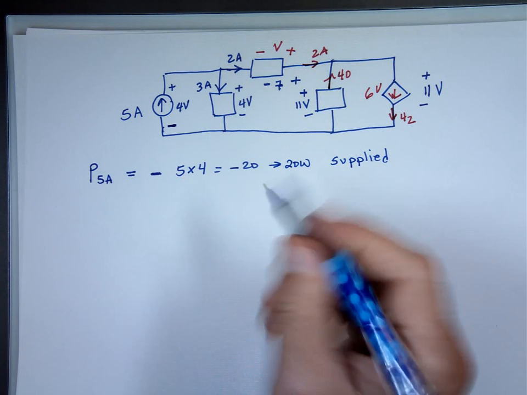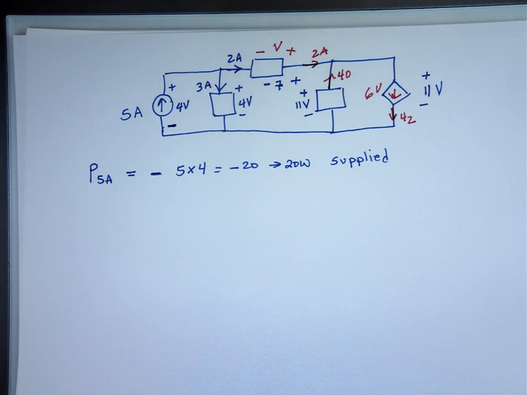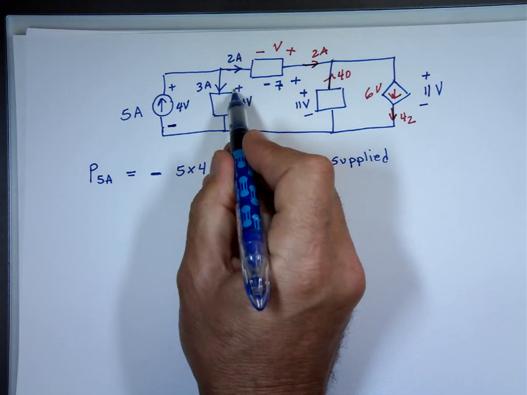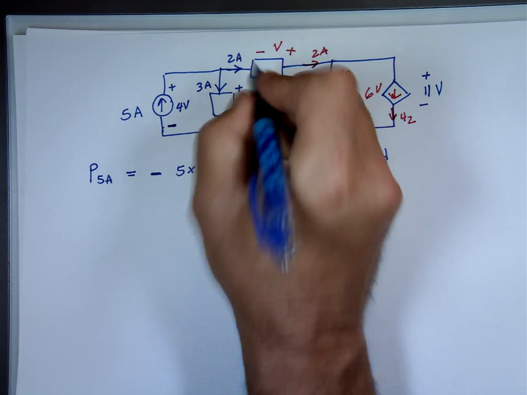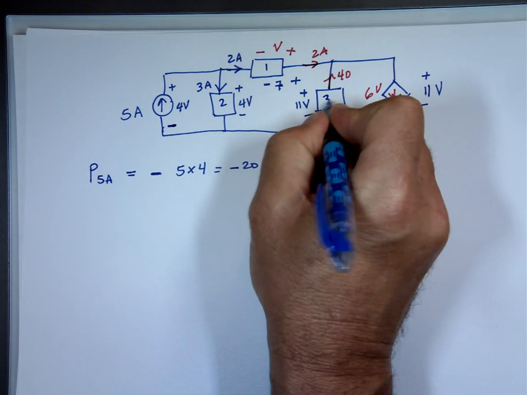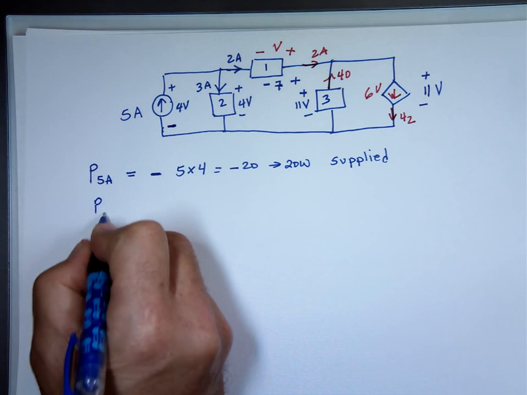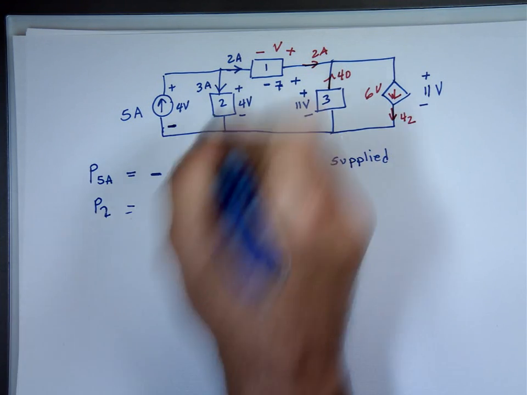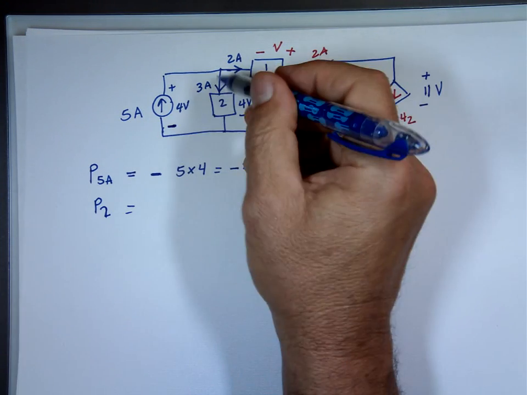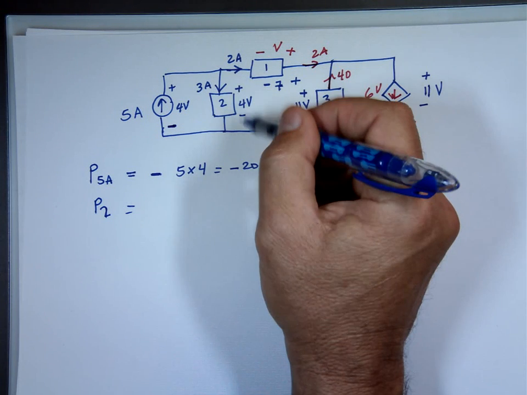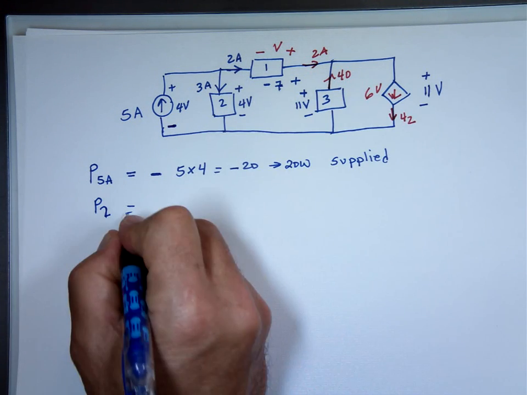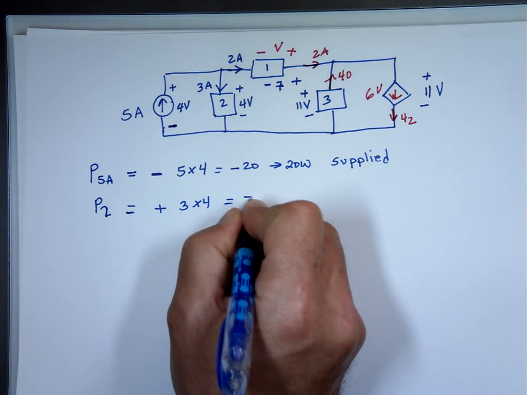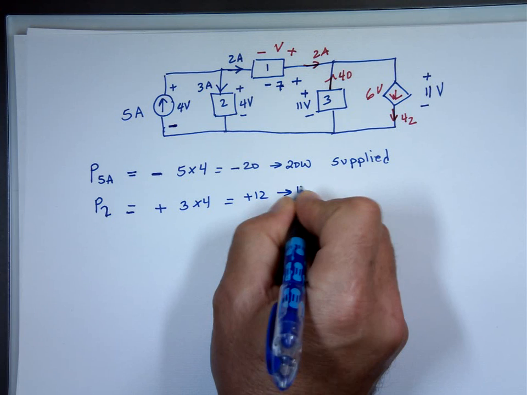Let's get to this one. We have 3 amps coming down here entering the plus. Let's label these 1, 2, and 3, so we know which one we're talking about. The power through element 2, this one here. We have positive current entering the positive, so that's a positive power. 3 times 4 is positive 12. That means 12 watts absorbed.